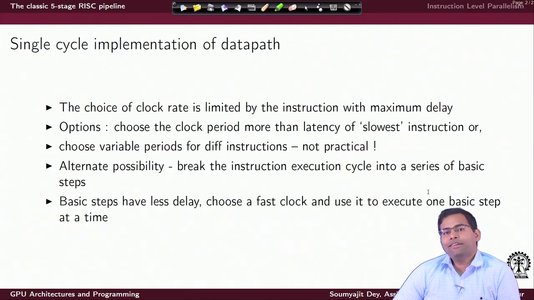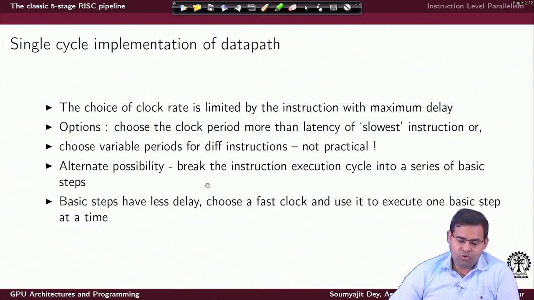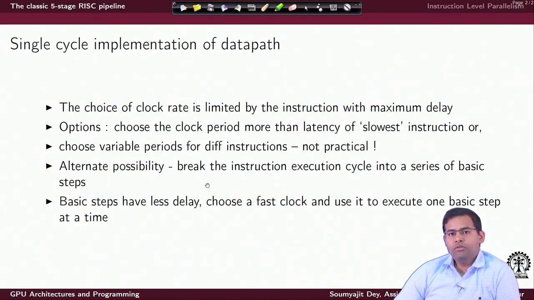So, how do I get out of this problem and increase a processor's or a CPU data path's throughput? The way to go about it would be to look at the instruction's execution path, at the basic functionalities that each instruction is supposedly going to do, and break that into a set of basic operations or basic steps.